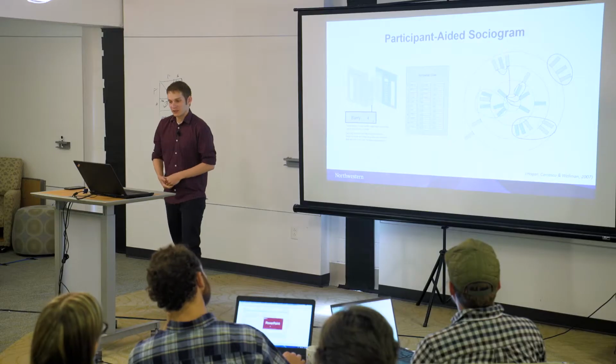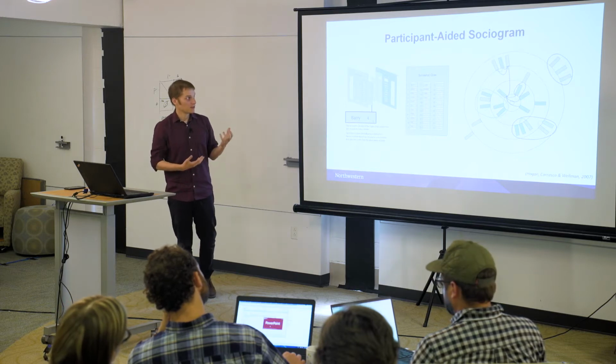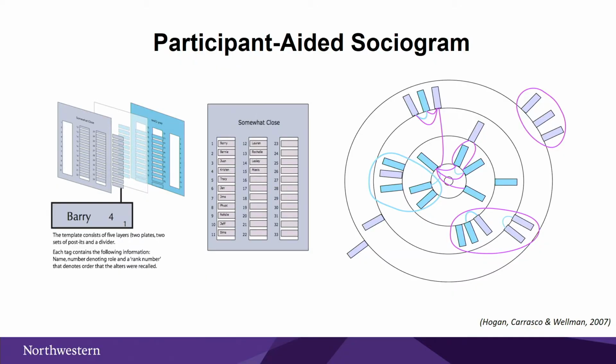So some smart folks, in particular Bernie Hogan and Barry Wellman, came up with this idea of a participant-aided sociogram. And this takes that other experience and makes it more tangible and visual. They frequently use Post-it notes, on the right side. So the participant would draw their network rather than being asked about each potential tie. They would place the nodes or the network members among these concentric circles, and then visually draw connections between them to indicate a certain kind of connection.